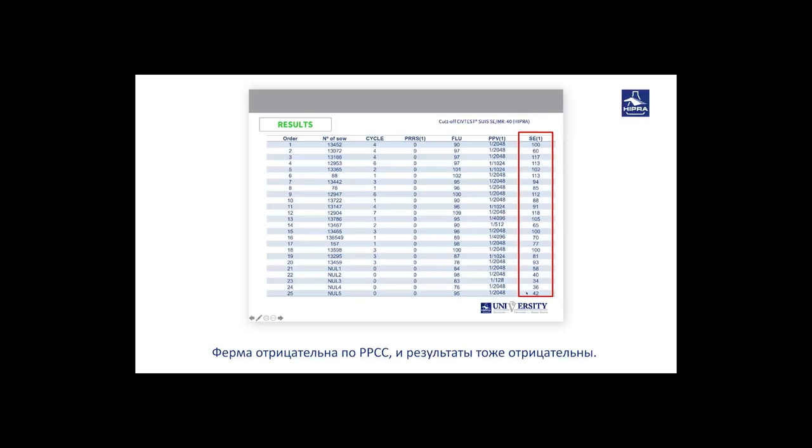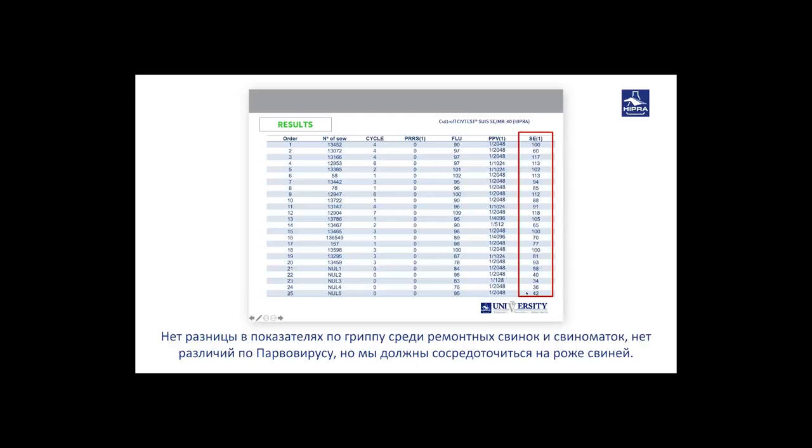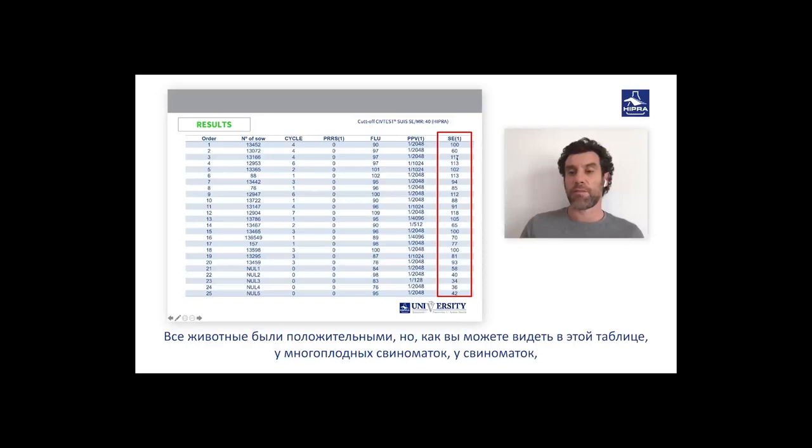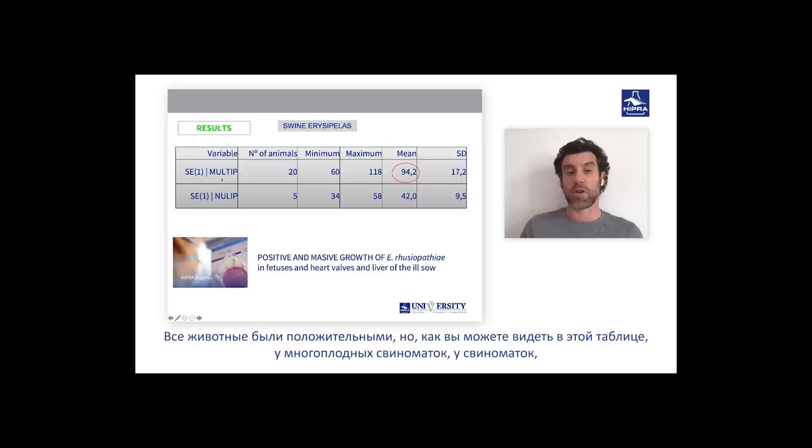The farm is negative for PRRS, and the results are negative. There is not any difference in terms of influenza. There is not a difference in parvovirus, but we have to put the focus on erysipelas. All the animals were positive, but as you can see here in this table, in the multiparous sows, the sows who had reproductive problems, the mean was significantly higher than the gilts.